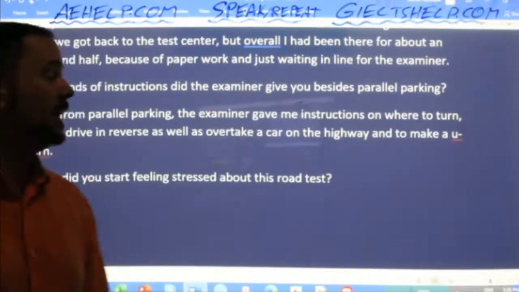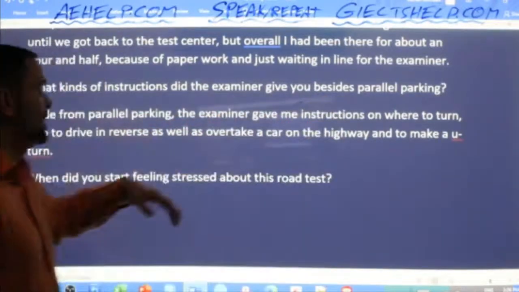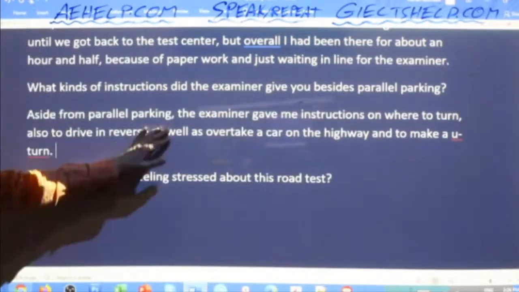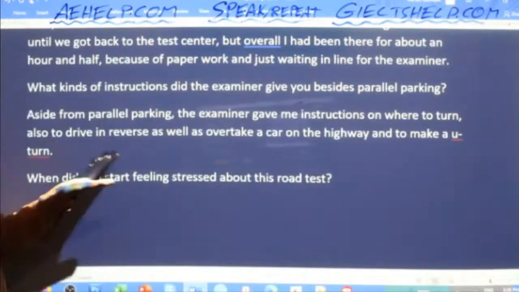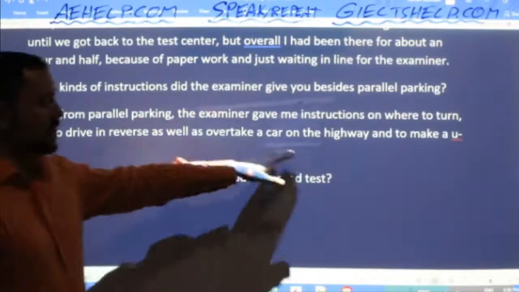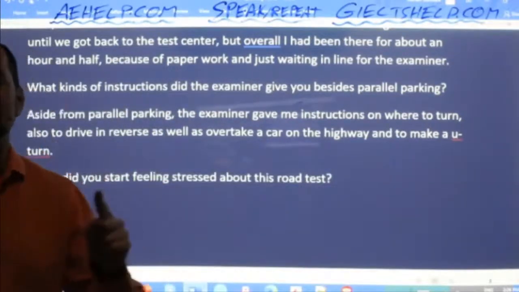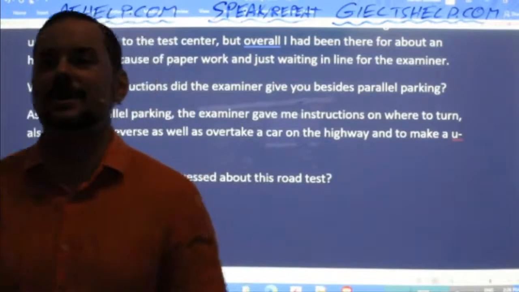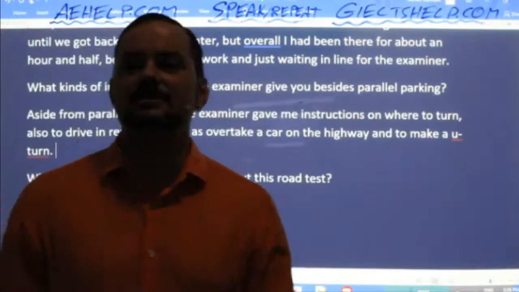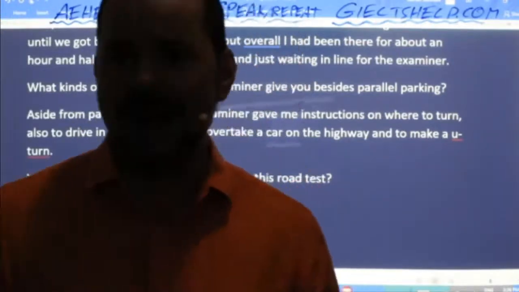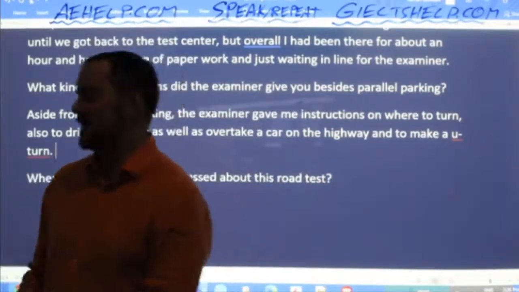So, here we go. What kinds of instructions did the examiner give you besides parallel parking? Aside from parallel parking, the examiner gave me instructions on where to turn, also to drive in reverse, as well as overtake a car on the highway, and to make a U-turn. U-turn where you turn back. Okay. Carolina says, besides parallel parking, the examiner asked me to drive in reverse for 5 minutes. Oh, wow, Carolina. That's too much. 5 minutes, it's a lot of reverse driving.